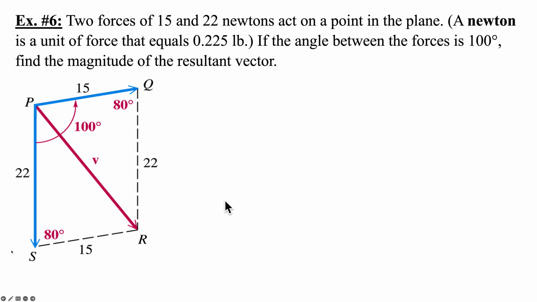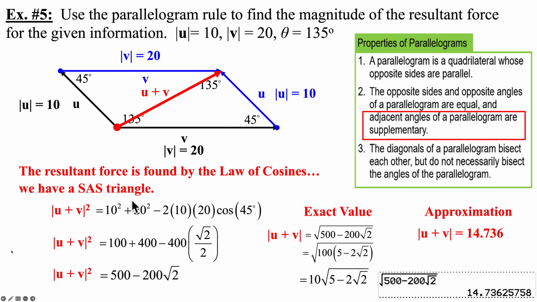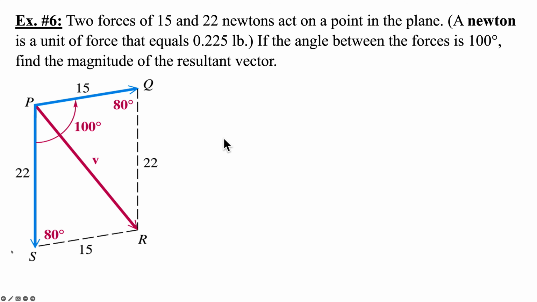All right, example 6. Two forces of 15 and 22 newtons act on a point in the plane. A newton is a unit of force that equals 0.225 pounds. If the angle between the two forces is 100 degrees, find the magnitude of the resultant vector. So here's the vector P to S, which is 22. Here's P to Q, which is 15. This is 100 degrees between the two vectors.